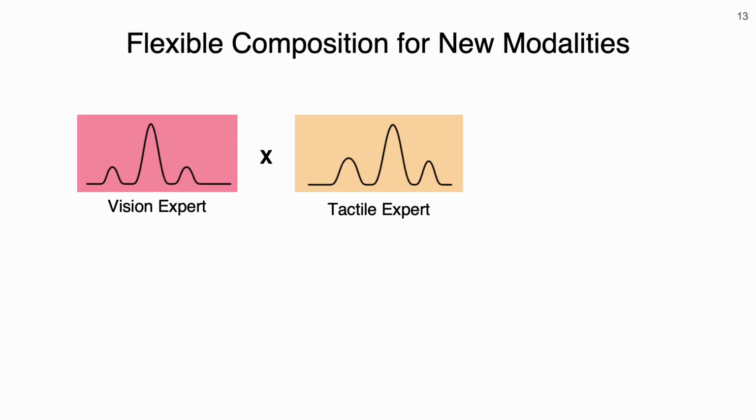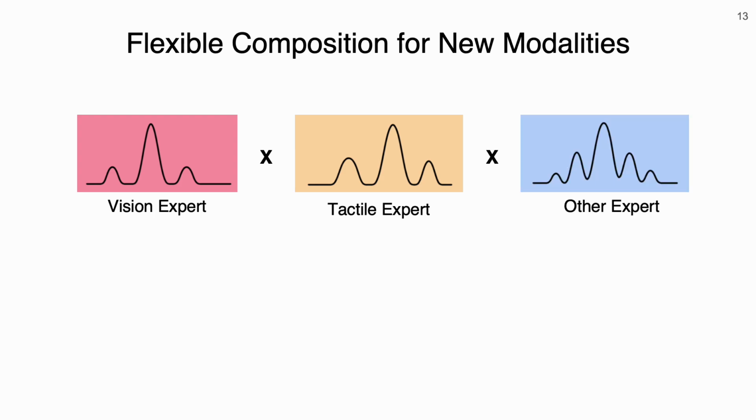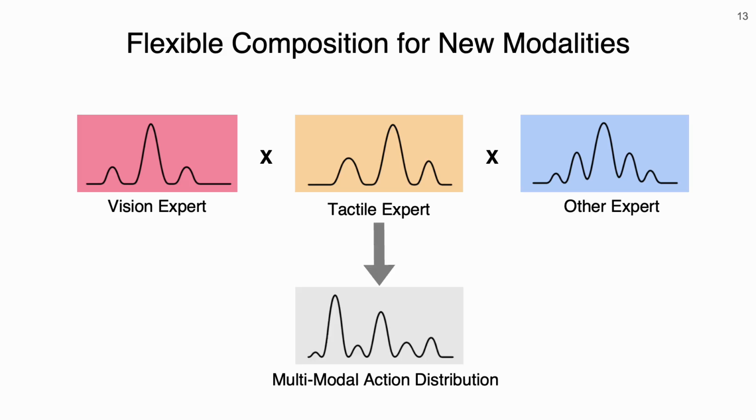Our framework also enables flexible composition even when new modalities are introduced. If a new modality becomes available, for example, adding audio or depth, we can simply learn a new expert distribution for that modality. Then we multiply it with the existing experts using the product of experts formulation to form an updated final action distribution. This design allows the policy to adapt easily without retraining everything from scratch, making it scalable and modular for real-world robotic systems.